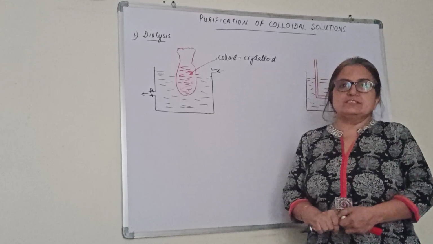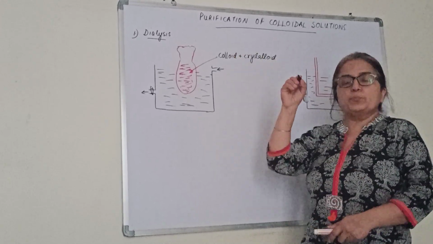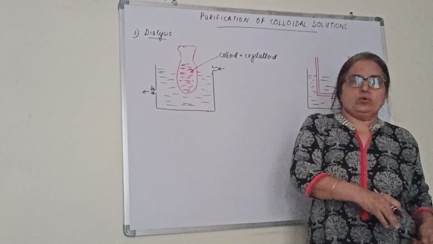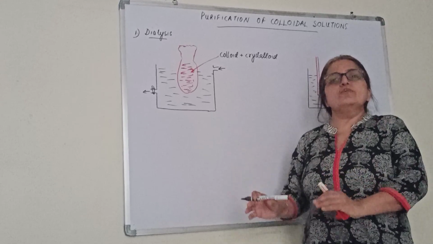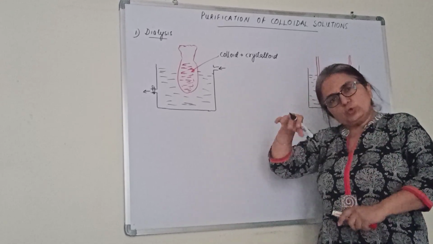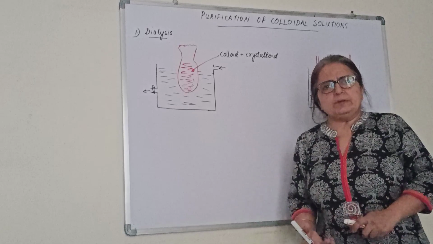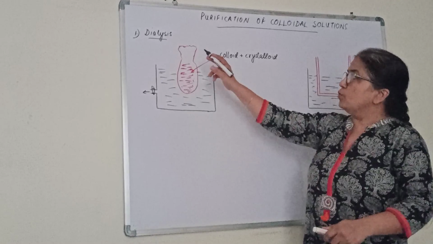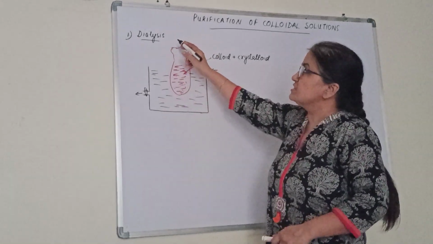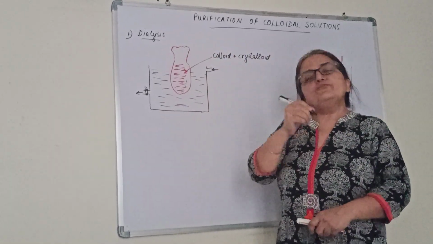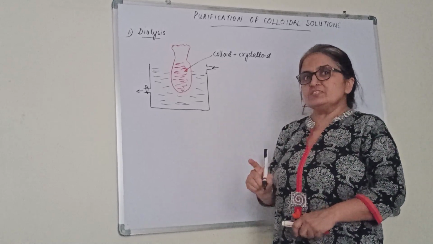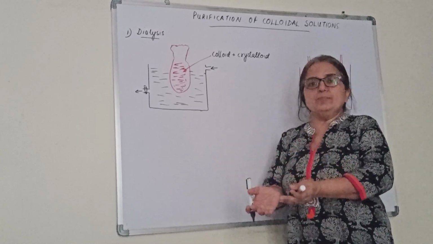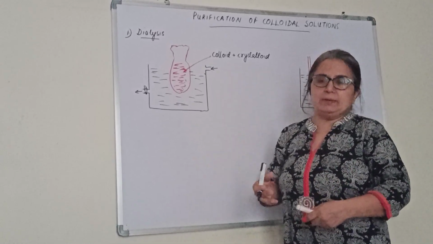Now what is dialysis? Dialysis, I'll define it. It's a process of separating a colloid from the crystalloid through the process of diffusion, when it is passed through an animal membrane, vegetable membrane, parchment paper, or cellophane sheet; these are the various names. So what is basically dialysis? It is the process of separating a colloid from a crystalloid through the diffusion process, and it is done through the animal membrane or the parchment paper we can take.